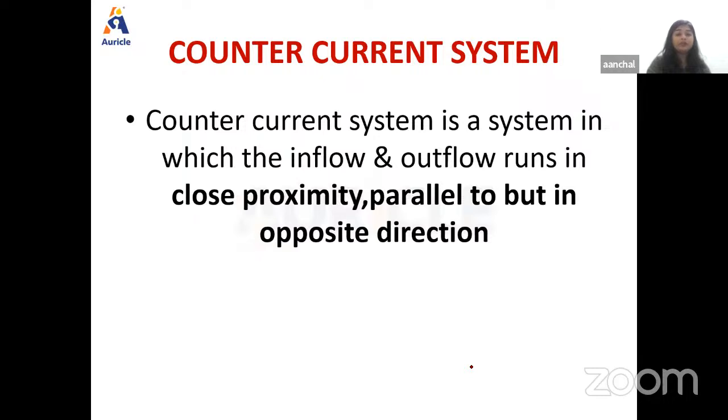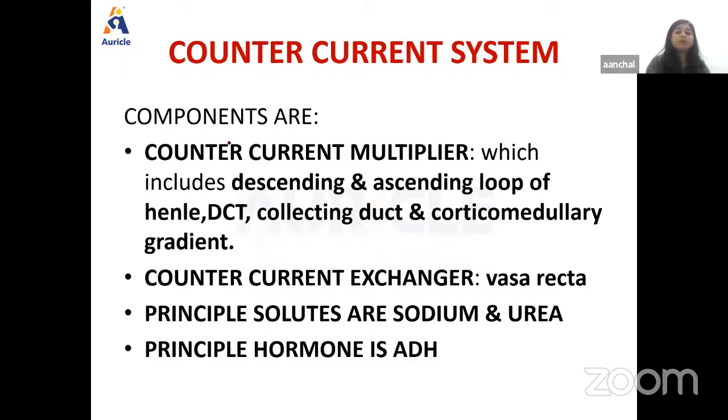Now, talking about the countercurrent system, it is a system in which the inflow and outflow run in close proximity and parallel to each other, but in opposite direction. Why they call it close proximity, parallel and in opposite direction, we're going to learn with the help of the diagram. So we have some components of the countercurrent mechanism. For the countercurrent multiplier, we have the descending and ascending limb of the loop of Henle, DCT, collecting duct, and the corticomedullary gradient. Then also the countercurrent exchanger, which is the vasa recta, and why it is known as an exchanger, we're also going to learn. Then the principal solutes are sodium and urea, and a very important hormone, ADH, has a role too.